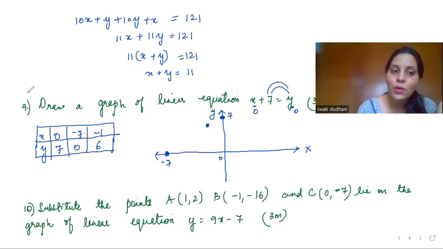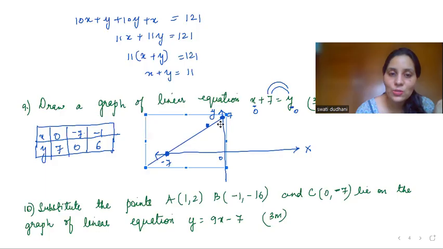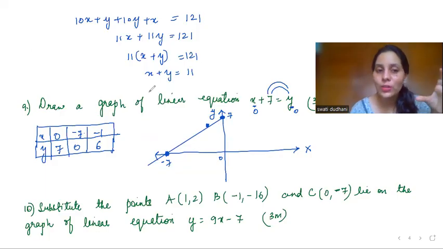So once we plot all the points, we will just join them. You know that a linear equation is always a straight line, so you get a straight line. I hope this is clear. Whenever you need to draw a graph, you will create this table, 3 points minimum, and then you will just plot it on your graph paper.